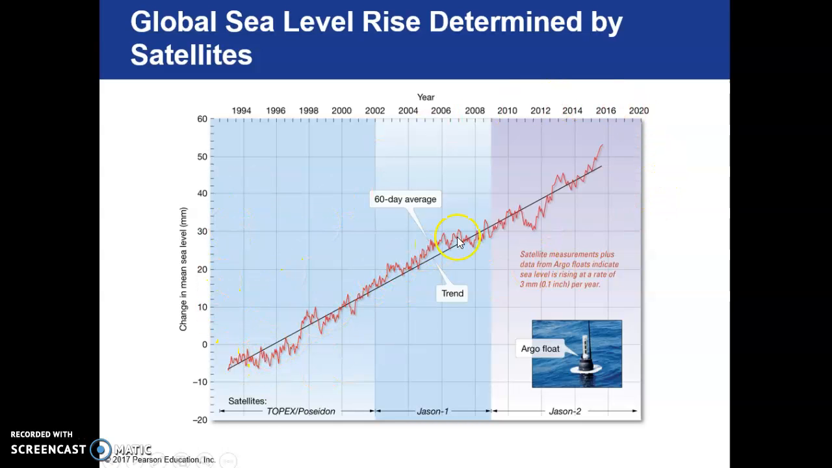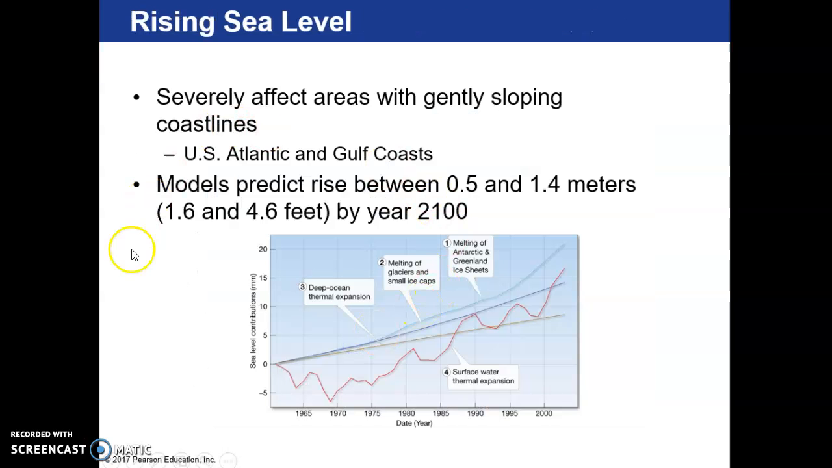This is, again, one of those overall trend lines looking at sea level. And this specifically is measured from an Argo float, which we talked about way back in the beginning. And again, we look at 60-day averages. There's all these peaks and valleys, but we look at that overall trend to see what's happening. And this is change in mean sea level, so average sea level.